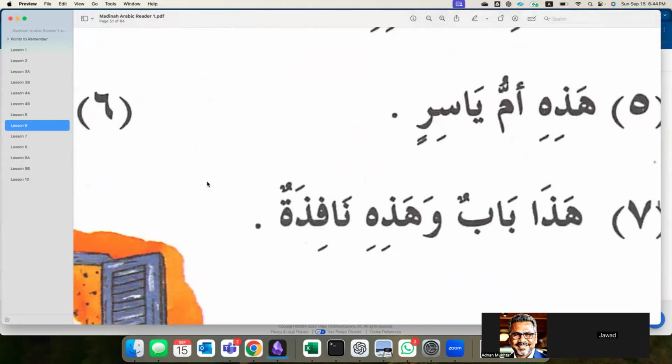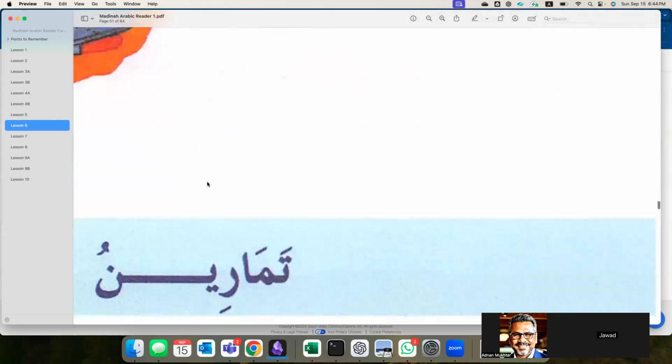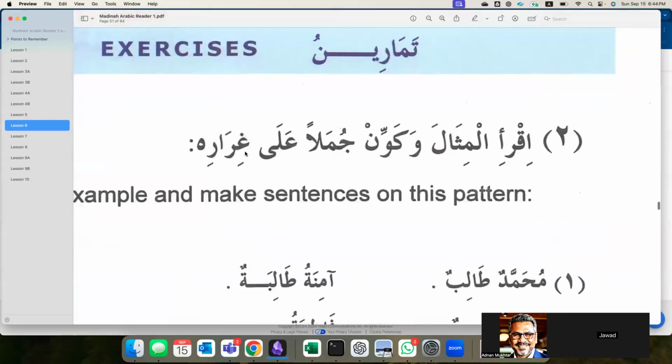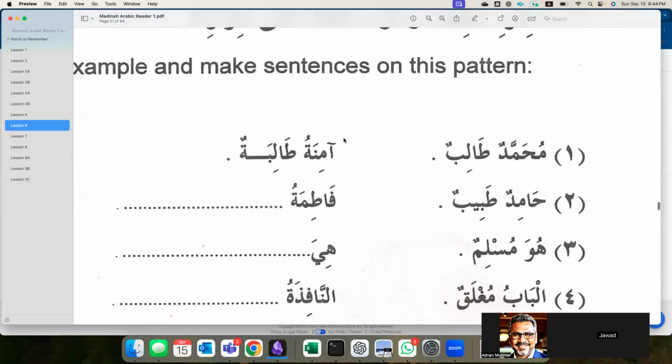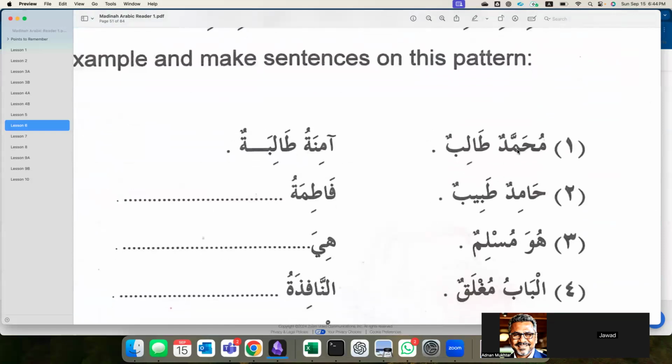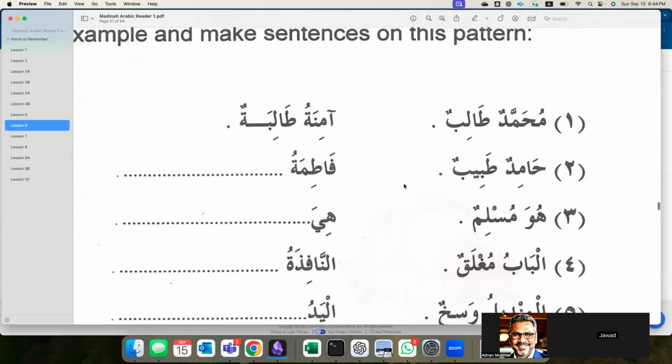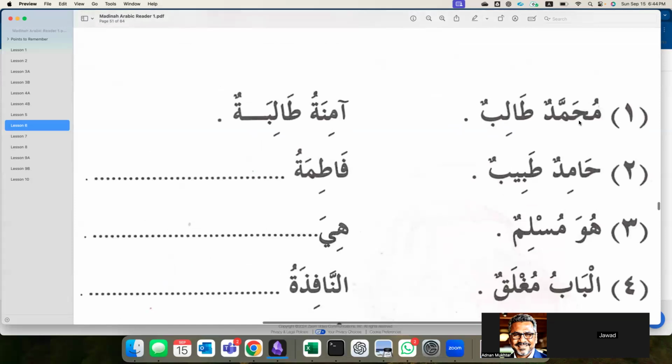Jawad. Oh, you want to try, Naveed? No? Jawad, you want to read? Wait. Oh, we're in the exercises. اقرأ المثال وكون جملا على غراره. Okay. غرار means patterns. So here we're just completing the sentence. We're taking whatever the profession or the description of one person is, male person, and in this column doing the female version of it. It's a very simple exercise. For example, Muhammadun talibun, but Aminatu talibatun. So talib became taliba because this is the column for the feminine, right?